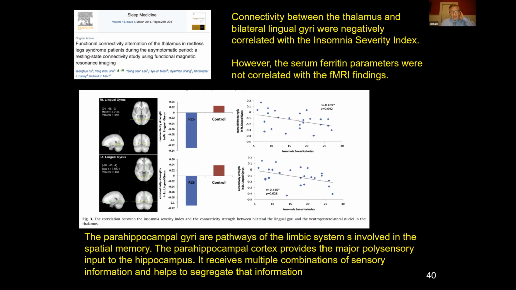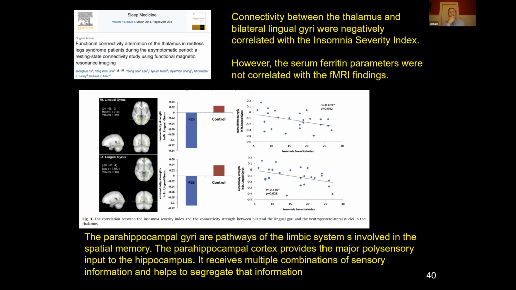But also this is part of the brain region that's involved with spatial memory. So when we talk about parahippocampal gyrus, let's see if it's not on this slide. This is another brain region that showed to be functioning at a different level than other regions close by. And this is a part of the brain that provides the major sensory input to the hippocampus. So it also receives multiple combinations of sensory information, helps segregate that information.